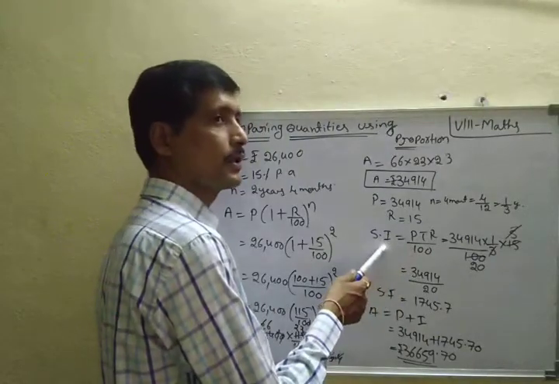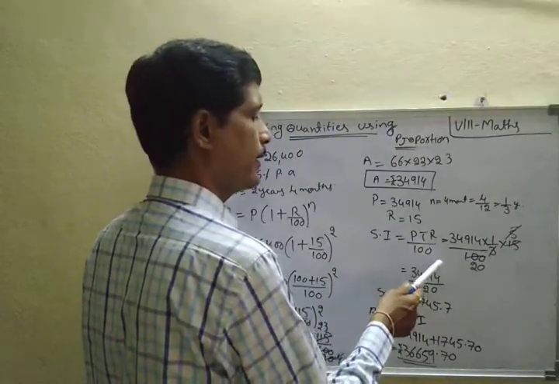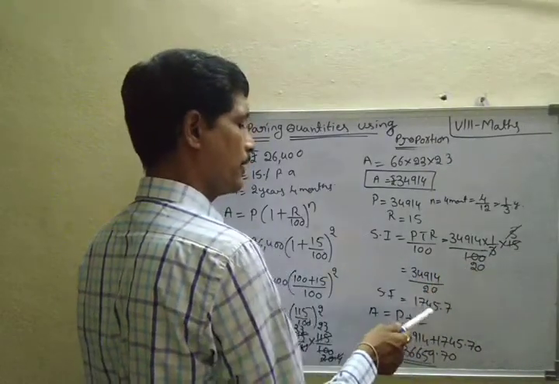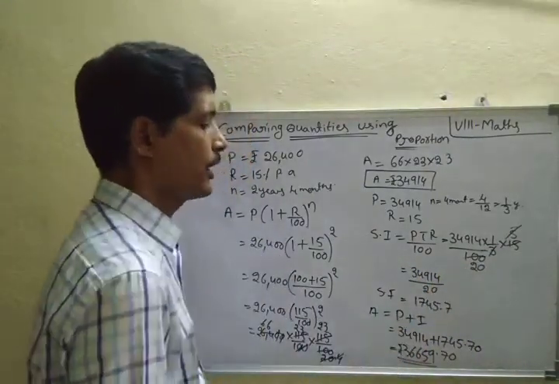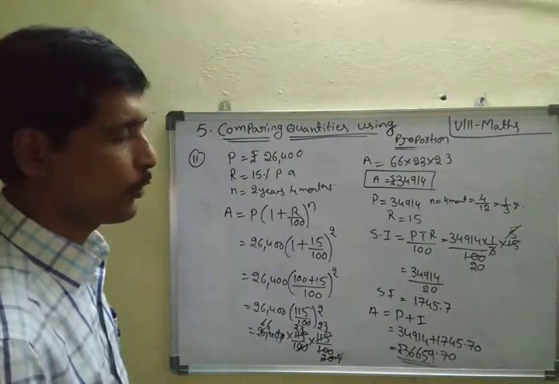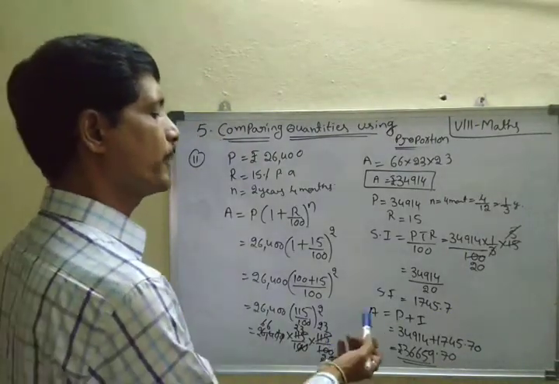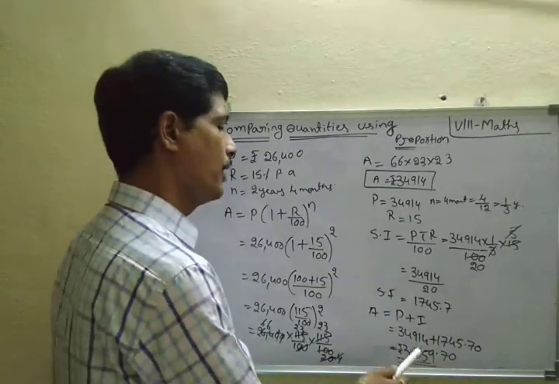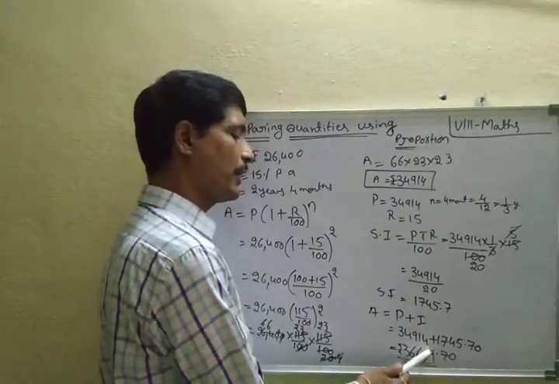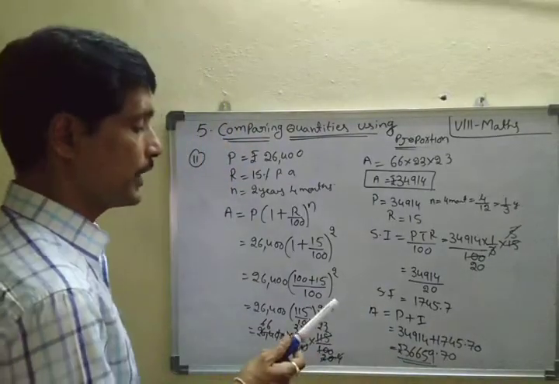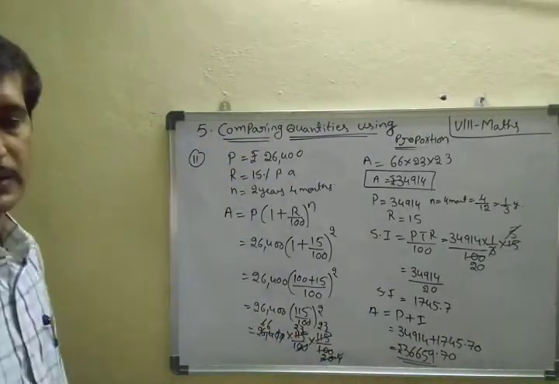Therefore, simple interest equals PTR by 100. Substitute the P value, R value, T value and simplify, you get a total of 1,745 rupees 70 paisa. Therefore, amount equals principal plus interest. Therefore, you get a total 36,659.70 paisa, or 36,660 rupees. Okay.